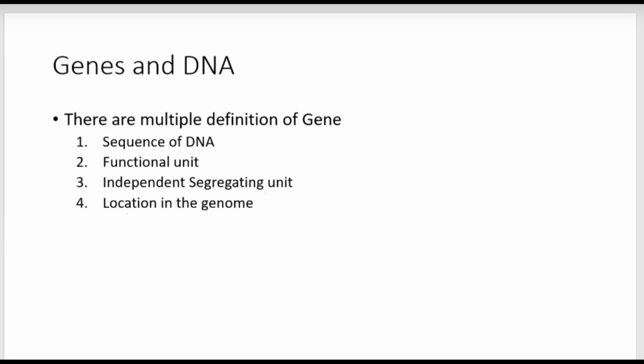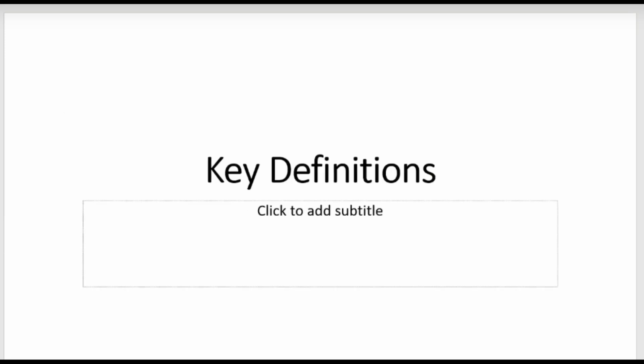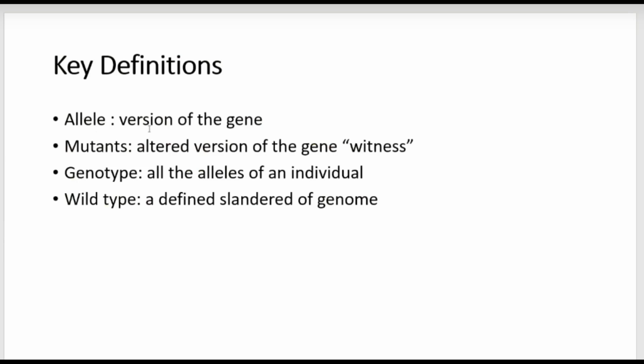Okay, let's begin. Let's move on. This is one of the key definitions. Allele: a version of the gene. The allele is the version of the gene. The mutant: the altered version of the gene. The genotype: all the alleles of an individual. The wild type: a defined standard of the gene.